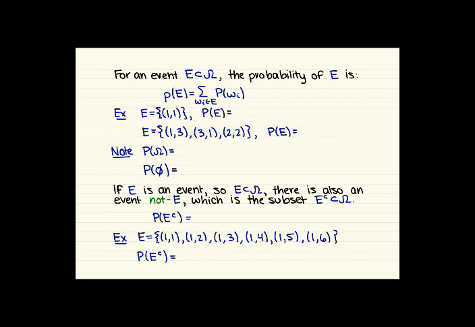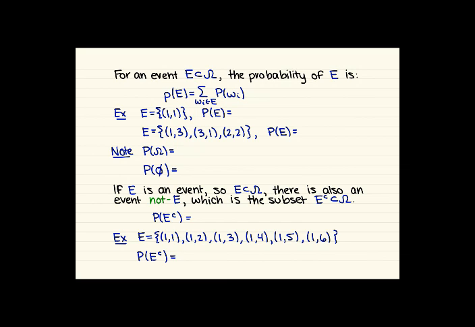So in addition to talking about the probability of outcomes, we can talk about the probability of an event. So for an event E in omega, so remember E is a subset of the sample space, the probability of E, we get that by summing all of the probabilities of outcomes that are in E. So another way to write this would be as P of... let's see, I guess there's not a better way to write that.